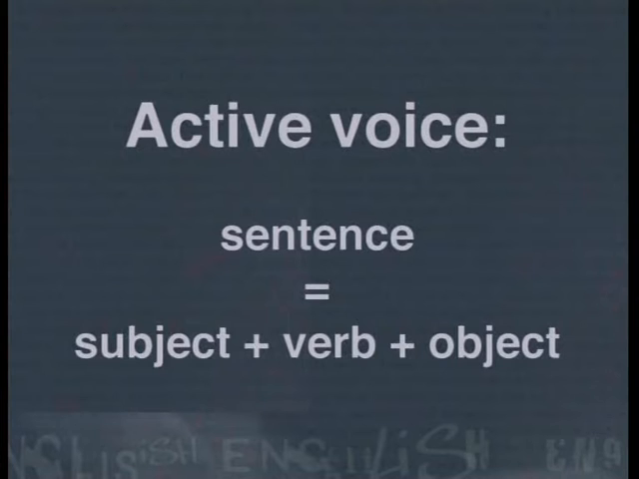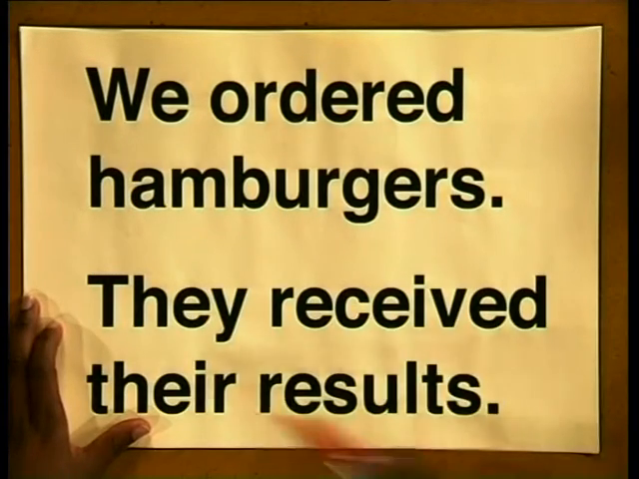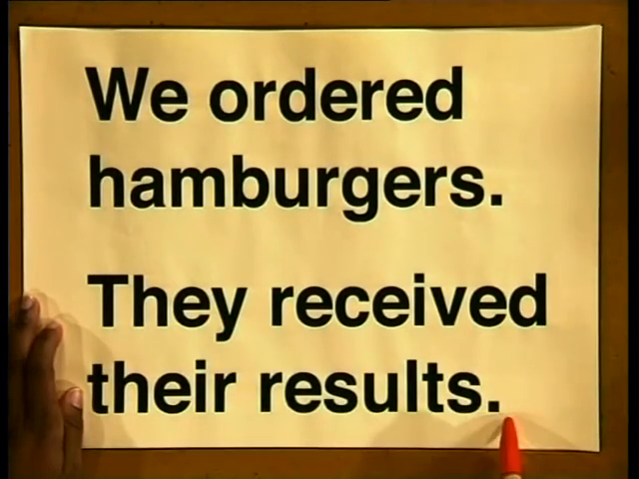In English, the most common order for placement is the active voice. The active voice is: a sentence is equal to a subject plus a verb plus an object. Let's have a look at some sentences that follow this pattern. We ordered hamburgers. They received their results. In all of these sentences, the subject comes first, then the verb, then the object.